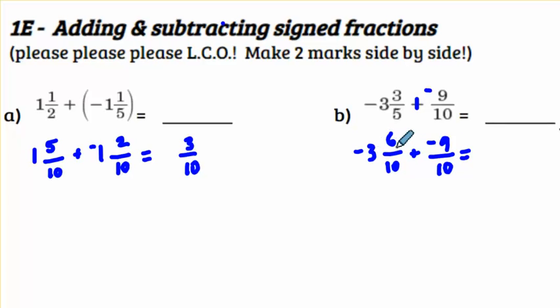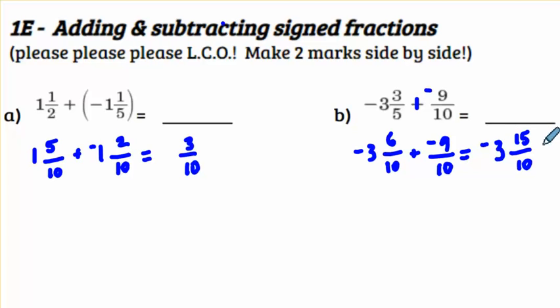So this is 3 and 6 tenths, and this is 9 tenths. So when we put those together, we get 15 tenths. And then 3 and nothing make just plain old 3. And then we do know it is negative, so now we bring the negative in the front here.